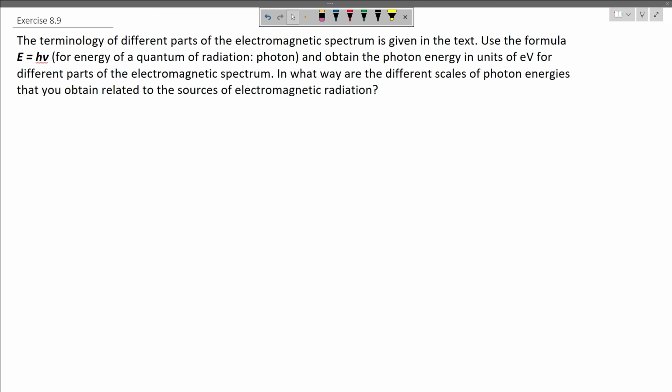The question says that the terminology of different parts of the electromagnetic spectrum is given in the text. Use the formula E equals h nu for the energy of quantum radiations, photons, and obtain the photon energy in units of electron volt for different parts of the electromagnetic spectrum. In what way are the different scales of photon energies that you obtain related to the source of electromagnetic radiations?